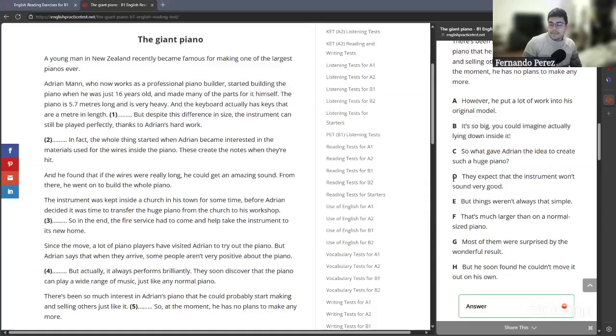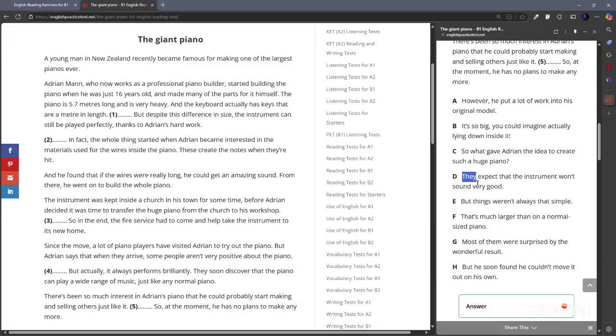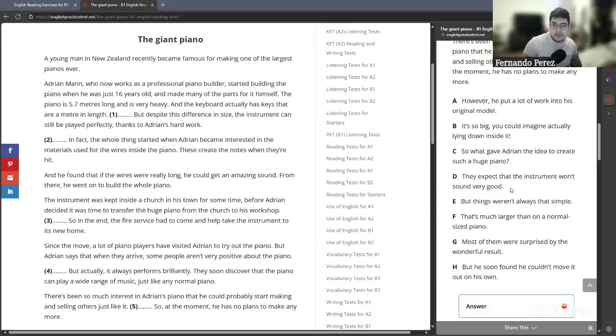The letter D, in the case of rocks, they expect that the instrument won't sound very good. We don't have any information about the sound. And we don't know who is they. Yes, teacher. Do you agree? Yes, I agree. Awesome. So in this case, let's move on to number 2.